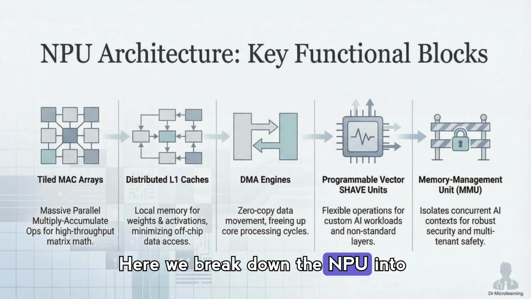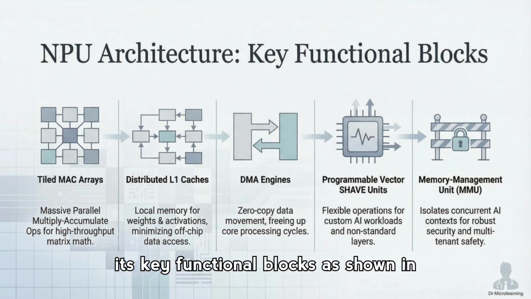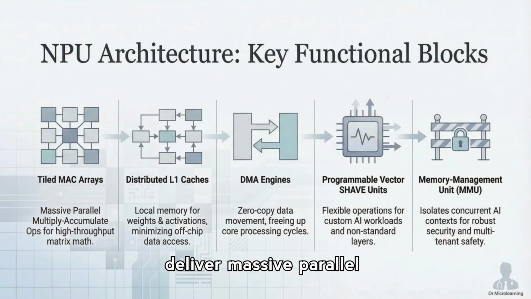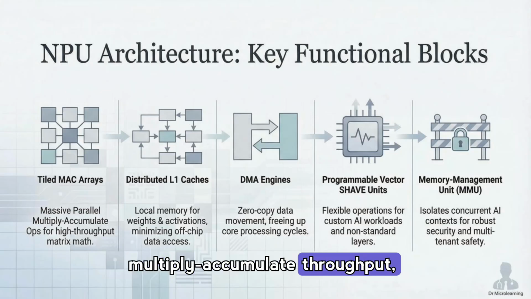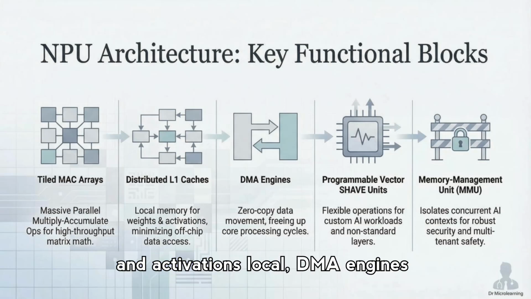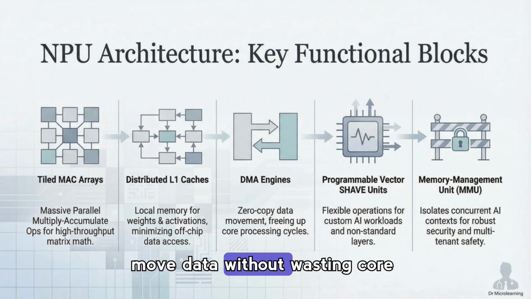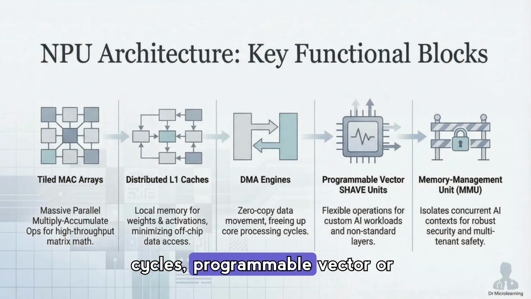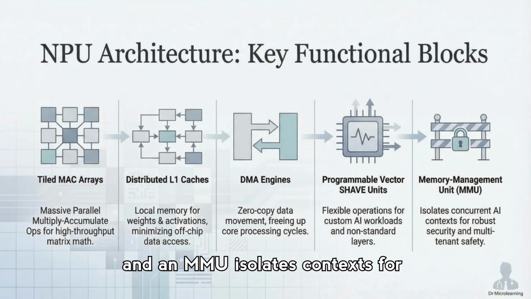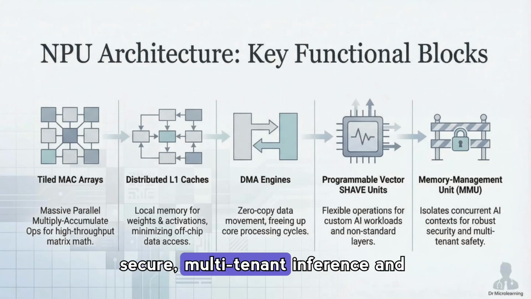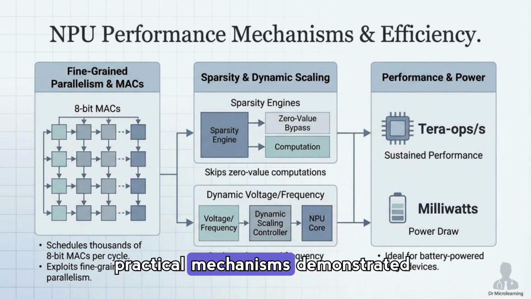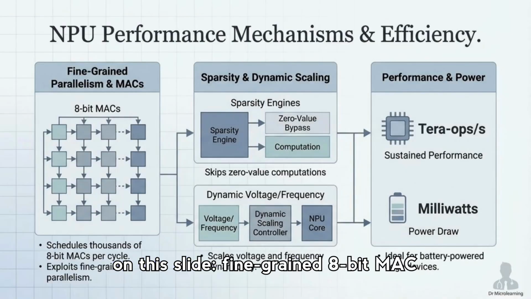Here, we break down the NPU into its key functional blocks, as shown in the diagram. Tiled MAC arrays deliver massive parallel multiply-accumulate throughput, distributed L1 caches keep weights and activations local, DMA engines move data without wasting core cycles, programmable vector or SHAVE units handle custom ops, and an MMU isolates context for secure, multi-tenant inference and safety.